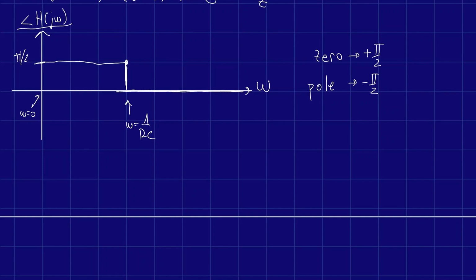Now, same as before, we just draw straight lines right now. But after, you draw a smooth curve like this. And this is your actual phase Bode plot.